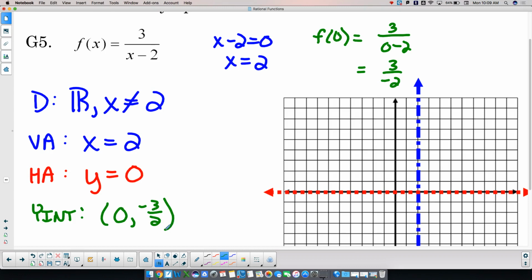Okay? Which, in terms of me writing the point down, I write it as negative 3/2 because that's exact. Okay? But in terms of me putting it on the graph, negative 3 divided by 2 is negative 1.5. So I'm going down 1.5 squares. So right there. Okay. Is that all for step 3? Okay. Step 4.